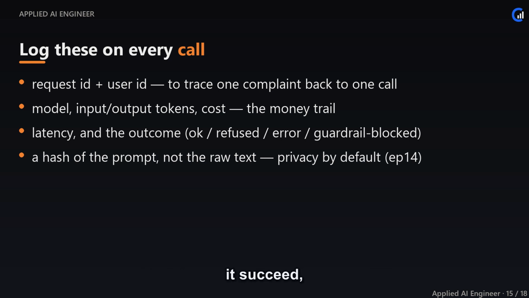Did it succeed, refuse, error, or get blocked by a guardrail? And log a hash of the prompt rather than the raw text, so you keep privacy by default, exactly as we argued in the guardrails episode. These fields are what let you answer what happened to this user at this time weeks later.